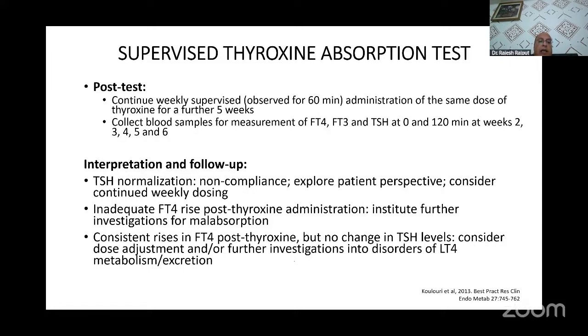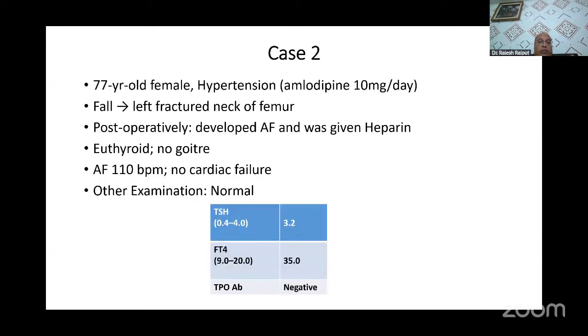And then, if TSH is normalized, it means non-compliance, non-adherence; the patient is not coming up with a true history. If there is an inadequate rise, then probably it is malabsorption, and we have to work carefully, try to find out various GI causes. Now let's discuss the second case.